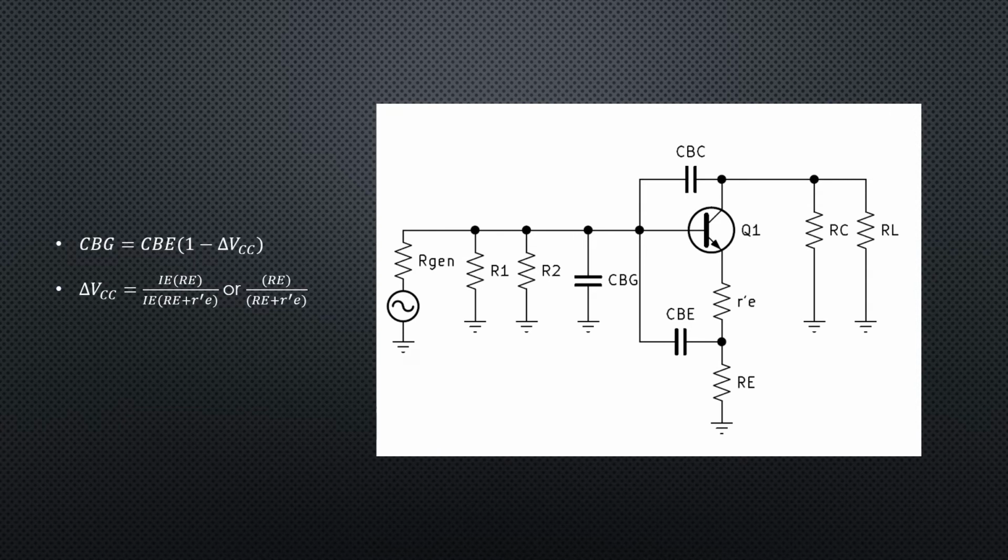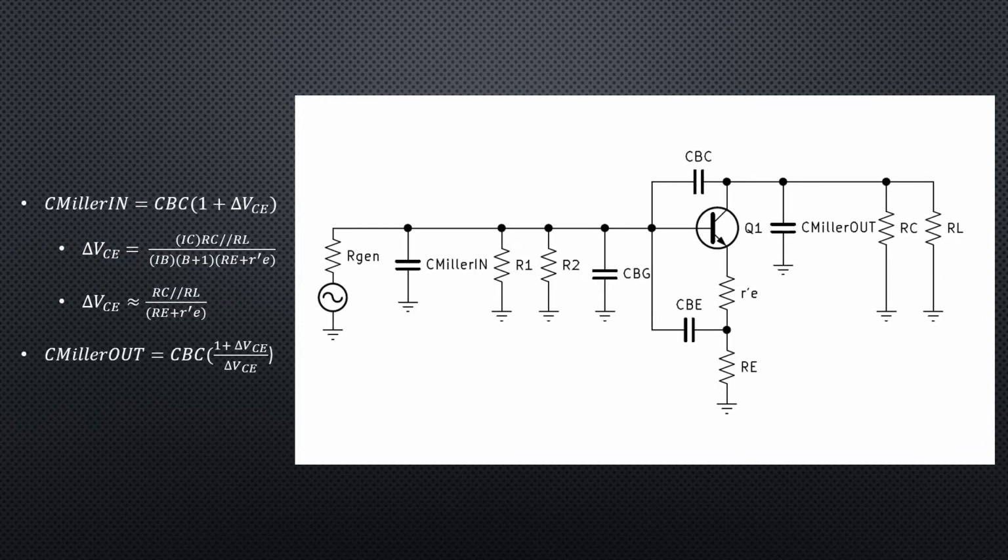So now we can find the capacitance base to ground, or CBG. CBG is equal to CBE times the quantity 1 minus the gain of the amplifier if it was in the common collector mode. And we can find that simply by dividing RE by RE plus R prime E.